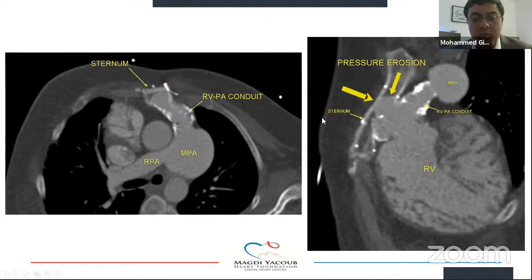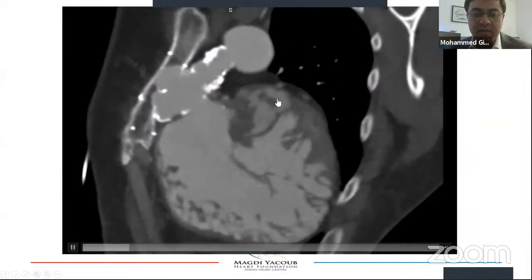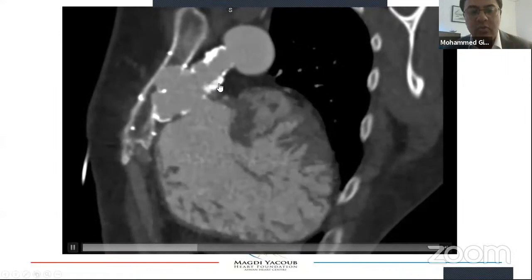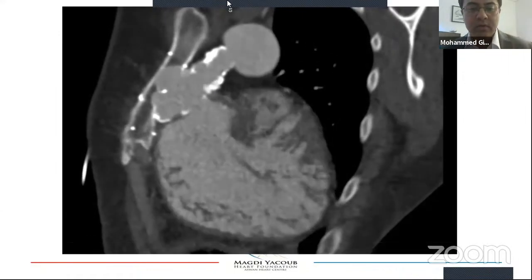As you see here, we can easily see the calcification and the degenerative changes happening in this conduit, and the aneurysmal dilatation with pressure erosion of the sternum. This conduit is very near to the outer sternal table, and this is dangerous, and this should be noted with the surgeon. Okay, Dr. Hatem.